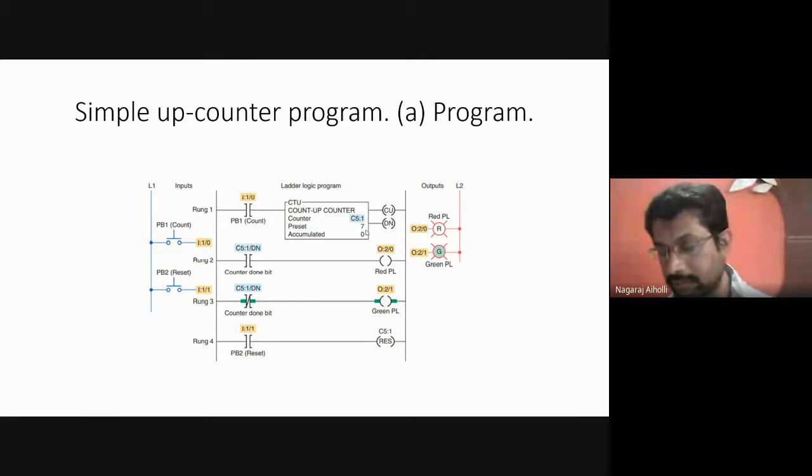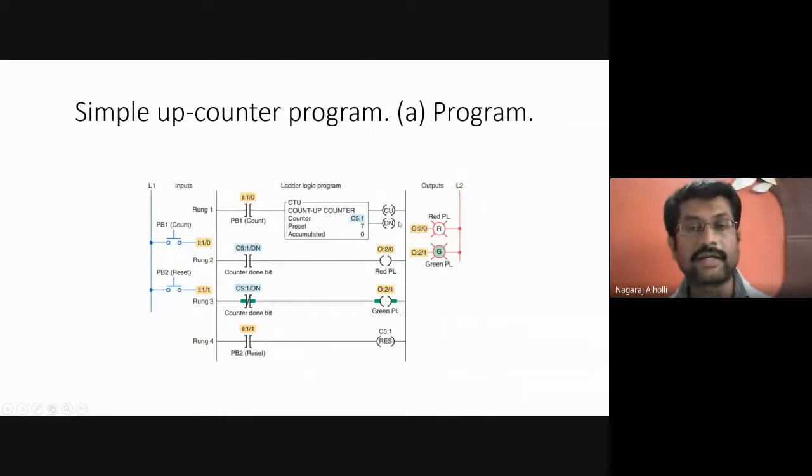what should happen once it reaches the maximum value? First, during its start, the CU bit, count up enable bit, is enabled. Then it will start to count. Once it has reached the maximum value 7, the DN bit, the done bit, is enabled. C5:1/DN is activated.